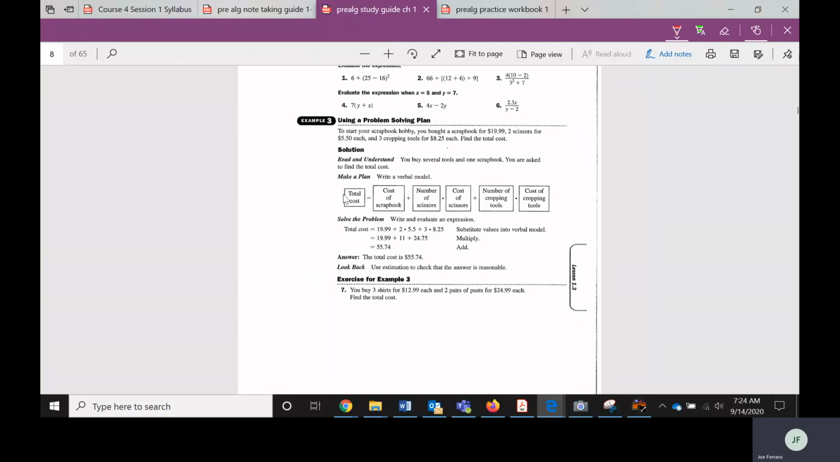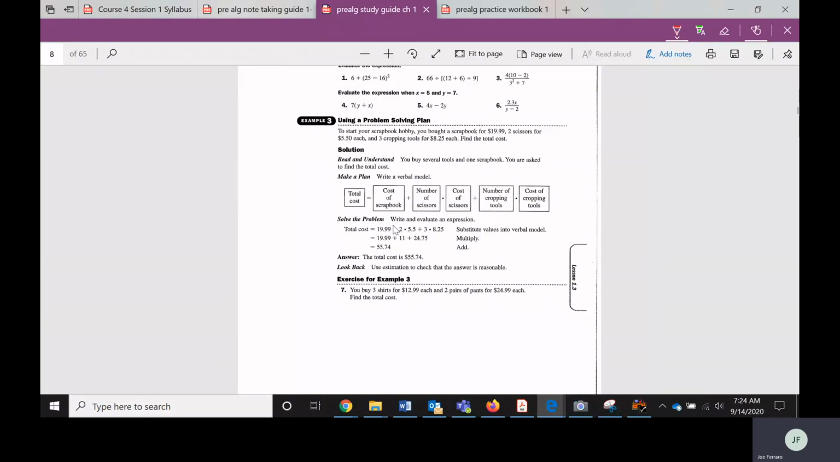But what they do is they just write, this is what they call the verbal model. The total cost is going to be the cost of the scrapbook. And even simpler than this, you'd say cost of the scrapbook plus the cost of the scissors plus the cost of the cropping tools. Well, to get the cost of the scissors, you have to take the number of scissors you bought times the cost. The cost of the cropping tools, you have to do the number of them you bought times one of them.